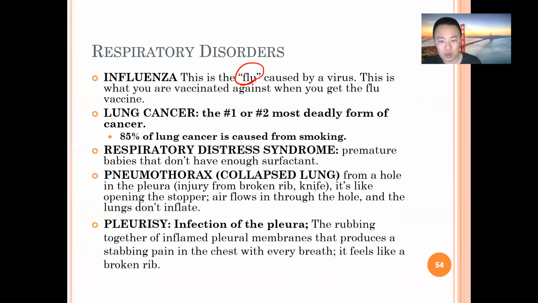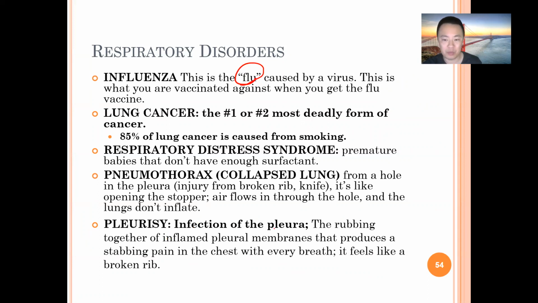Pneumothorax here, or the collapsed lung, due to a hole in the pleura, injury from a broken rib or a knife, and it's like opening the stopper, the air flows through the hole and the lungs don't inflate. So one of the ways that they take care of this in an emergency situation is to close up that hole the best you can so the air doesn't run out or run into the hole to collapse the lungs.